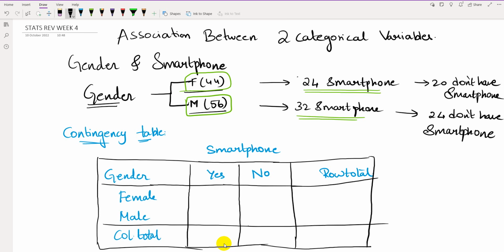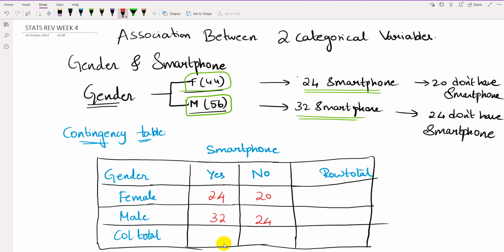So in the data, what have we taken? We have taken how many people have a smartphone. In the female, how many have the smartphone? It is 24. And how many don't? 20. How many males have? 32, and 24 don't have.